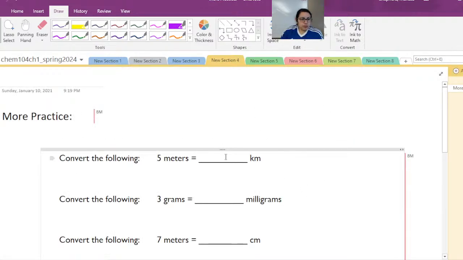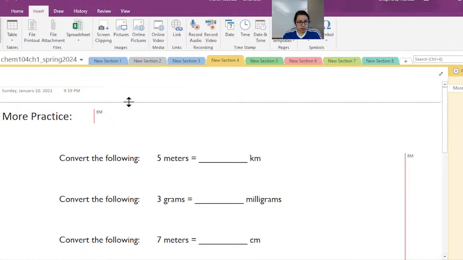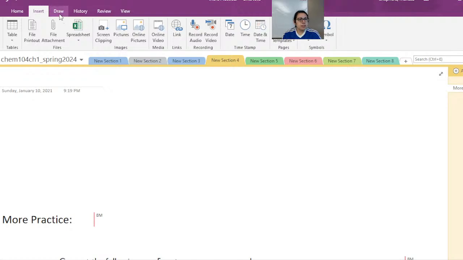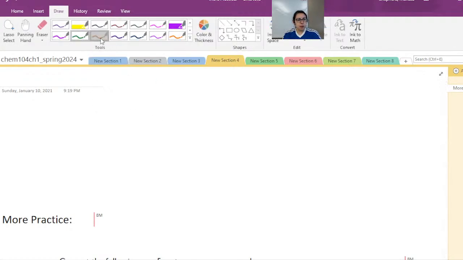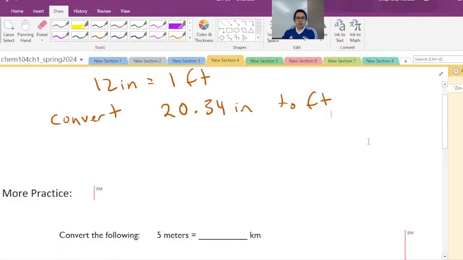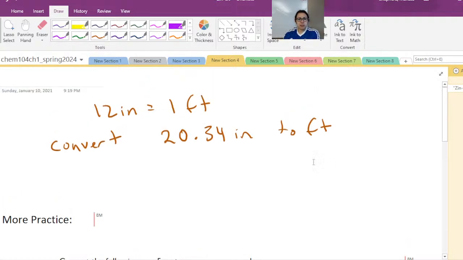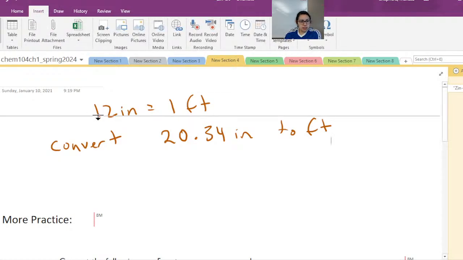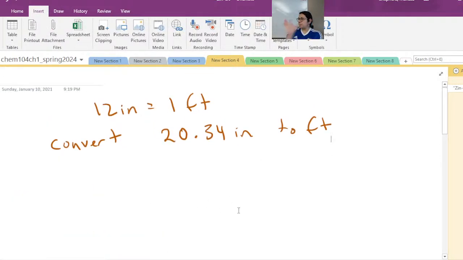And so let's do a warm-up with kind of what we know. And so let's just take our conversion factor that we're used to seeing, right? So 12 inches is equal to 1 foot. And so let's say we want to convert 20.34 inches to feet. And so the whole point of this and why we spent time writing all our conversion factors is for this dimensional analysis. And so dimensional analysis is just where you set up your units and then you use your units to help you figure out how to get to your next unit.